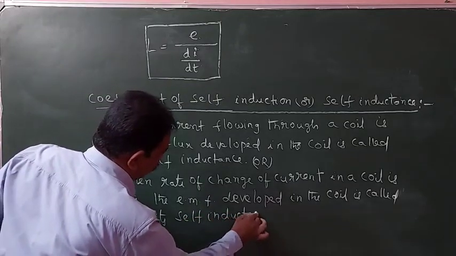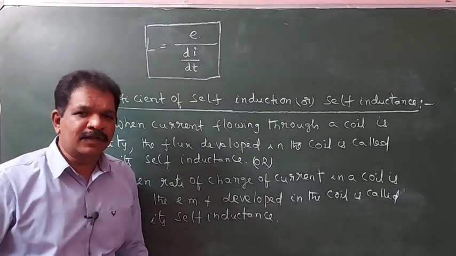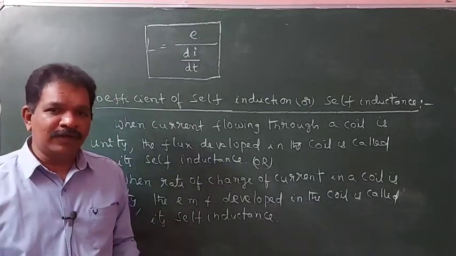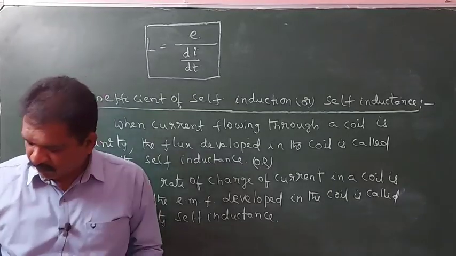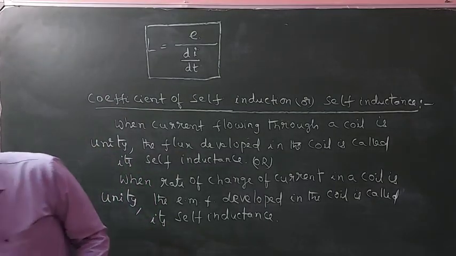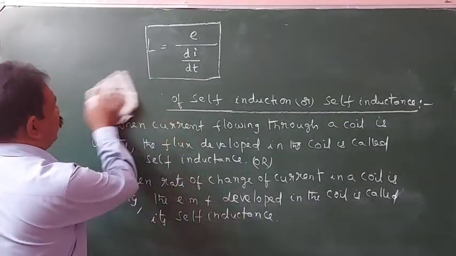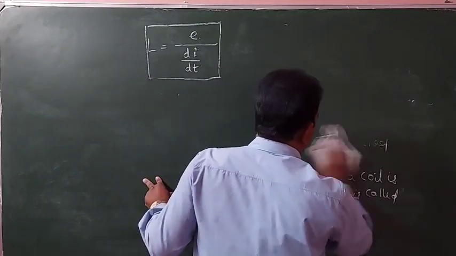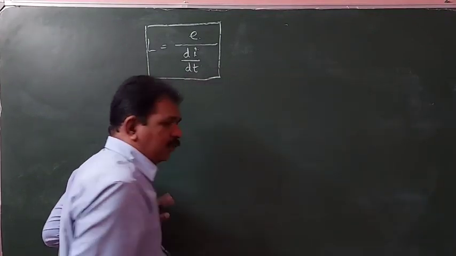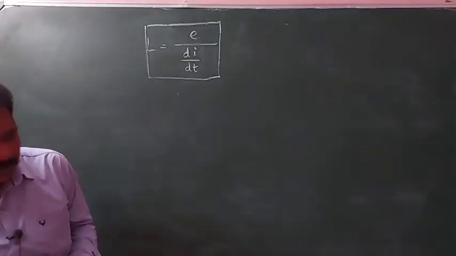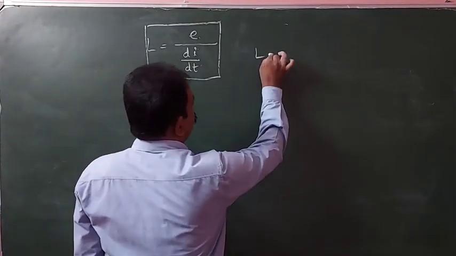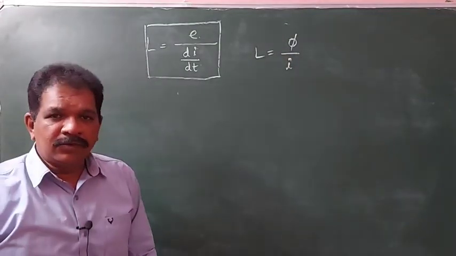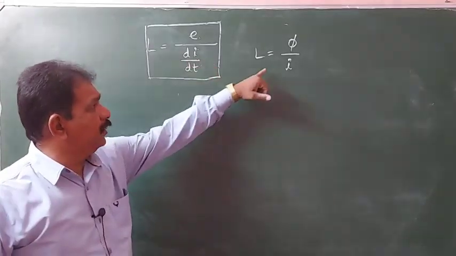Like this also we can define the self-inductance. Clear? Now what is the unit of this self-inductance? See, two formulas are there, na? L is equal to phi by I, and L is equal to E by di by dt.